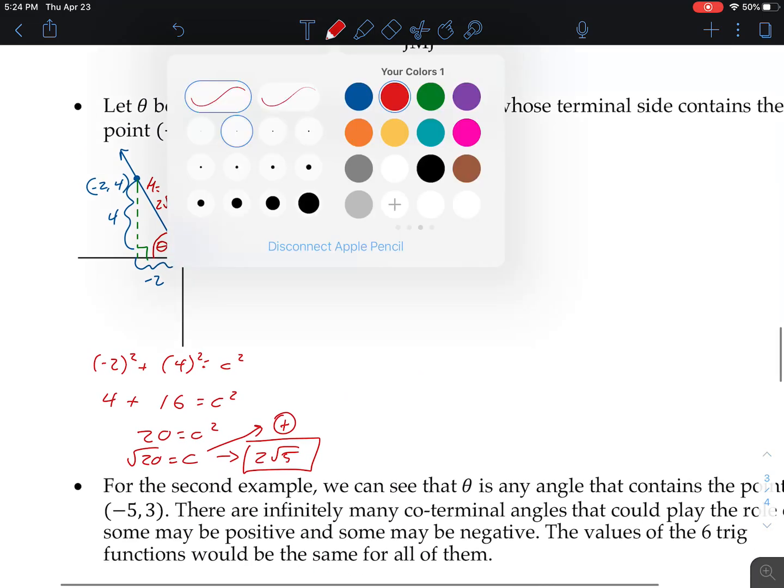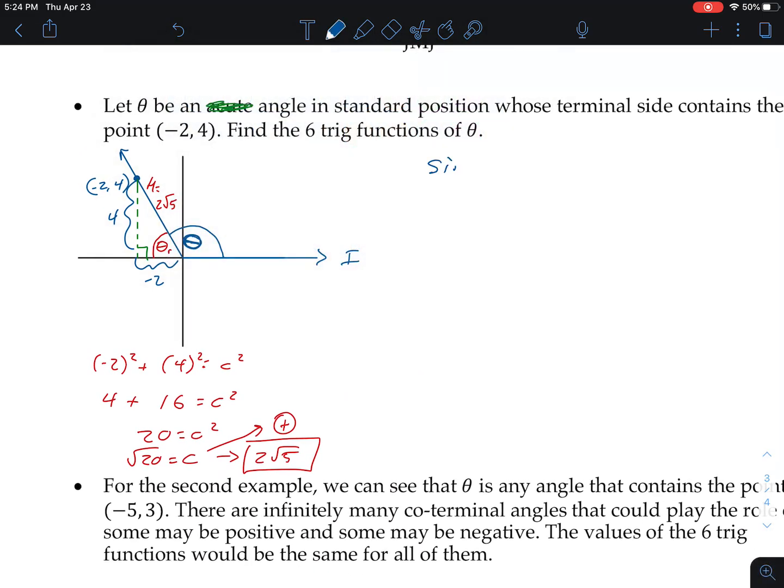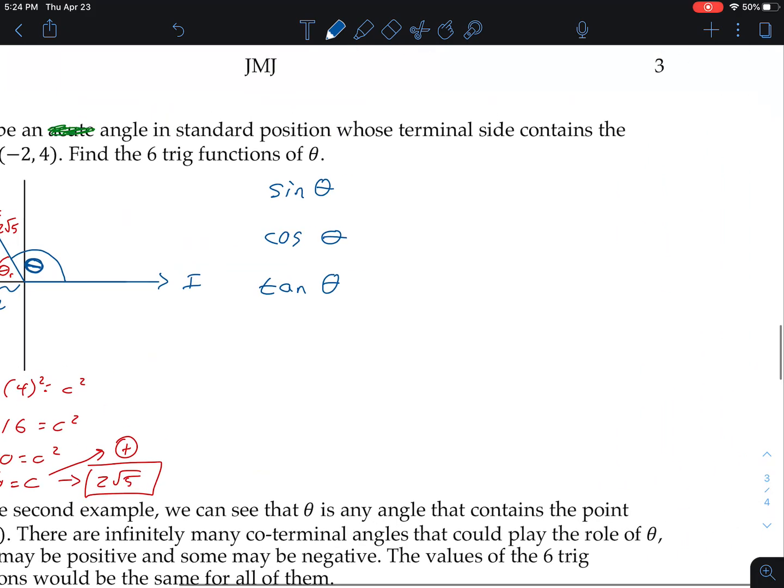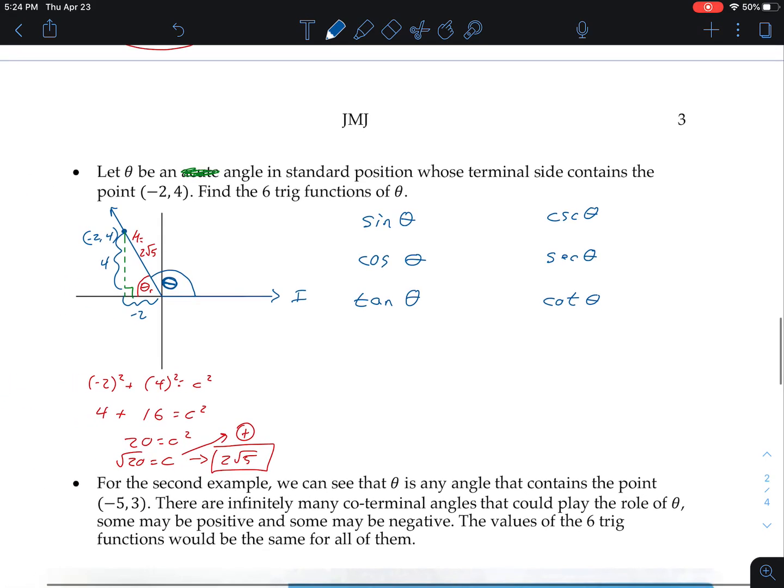All right, so now let's find our 6 major trig functions: sine, cosine, tangent, and my reciprocals: cosecant, secant, cotangent. Okay, I'm in quadrant 2. All students take calculus. The ones that are going to be positive are sine and cosecant. The other ones should be negative.